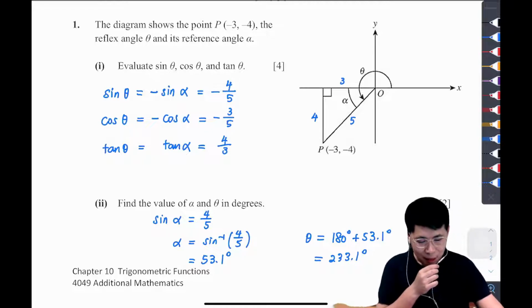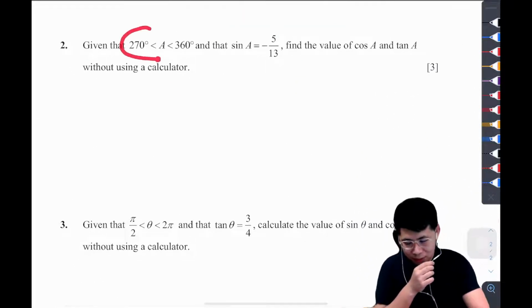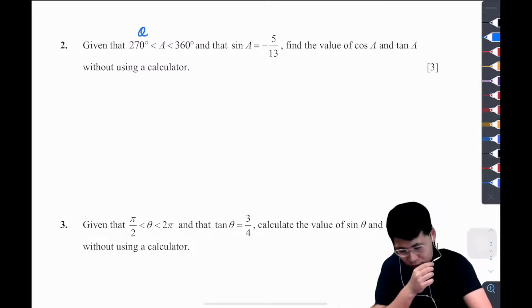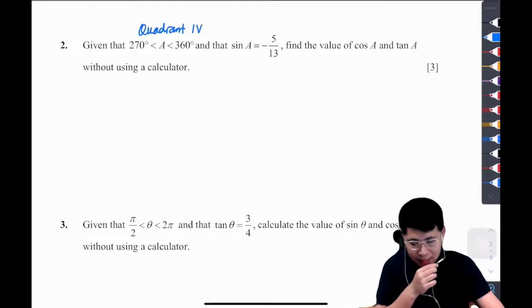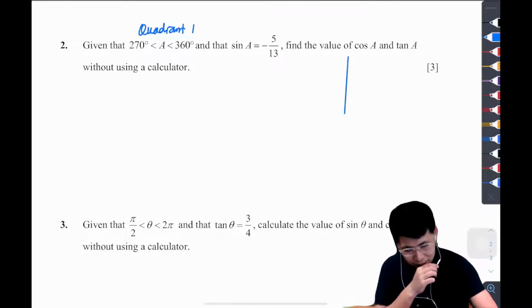Okay, now question 2. Given that, okay, we have this one over here, so that means this is in quadrant 4, and that sine A is negative 5 over 13. So let us draw this diagram out.